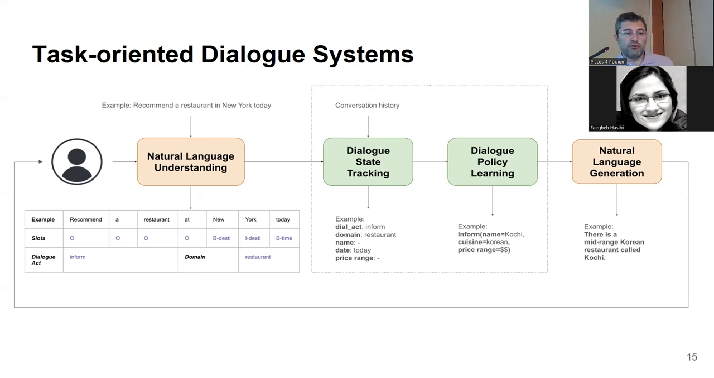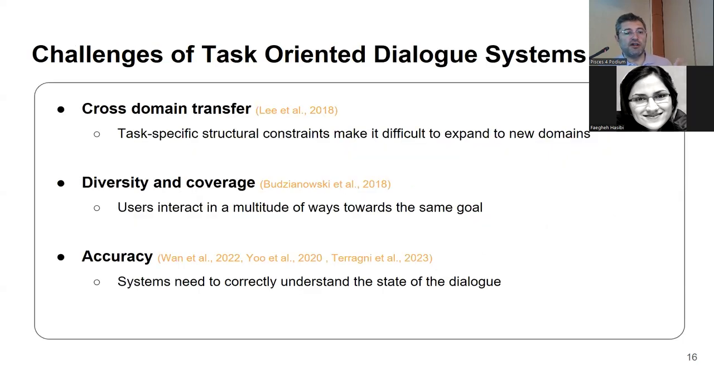Now, when we talk about task-oriented dialogue systems, there are a lot of them that you can train. There are still a number of challenges when it comes to this type of system. The key challenge is domain transfer, right?